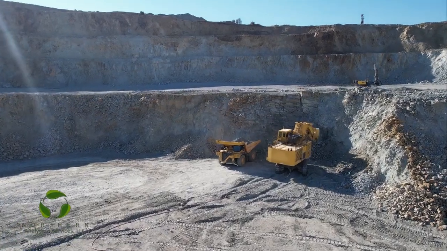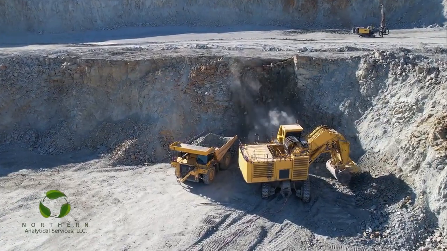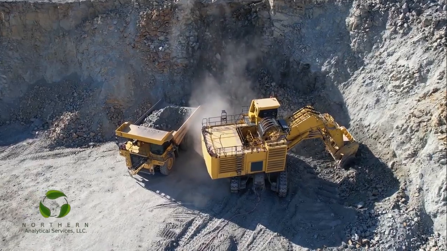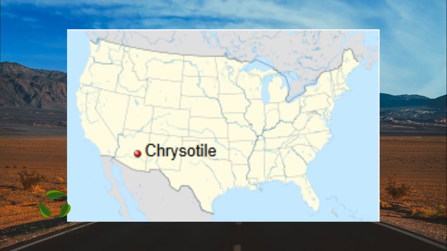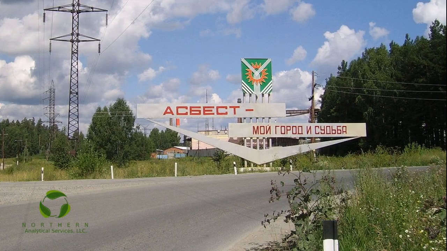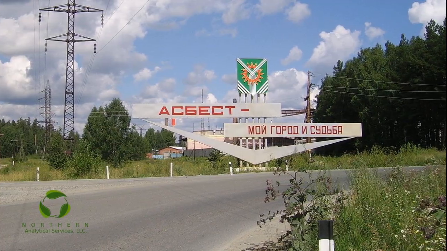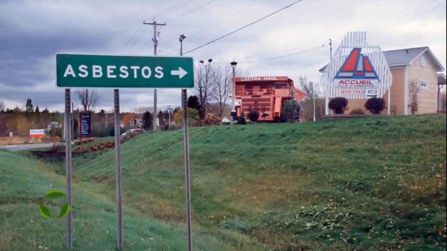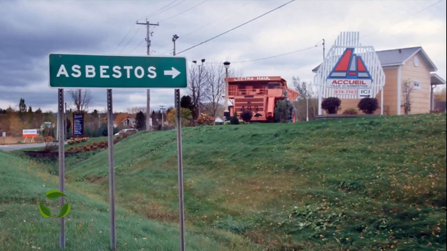Similar to other minerals, asbestos was mined in open-pit quarry-style mines. Chrysotile was mined from various locations around the world, including Chrysotile, Arizona, a small mining town just east of Phoenix; Asbest, Russia, home to one of the world's largest chrysotile asbestos mines that is still operational today; and Asbestos, Canada, a town about 100 miles east of Montreal.